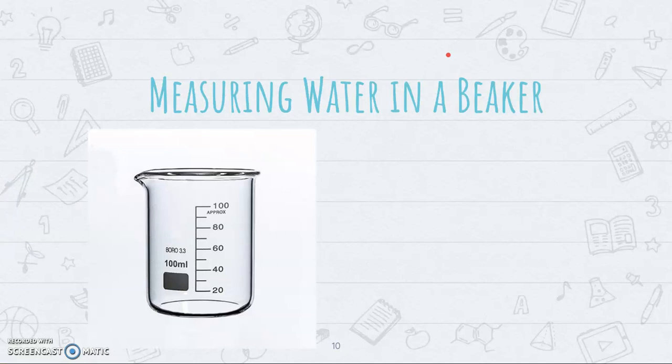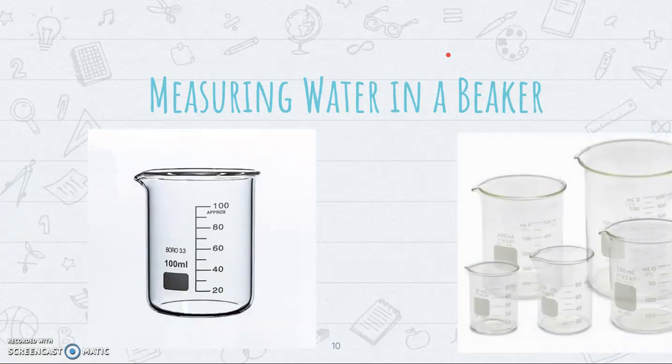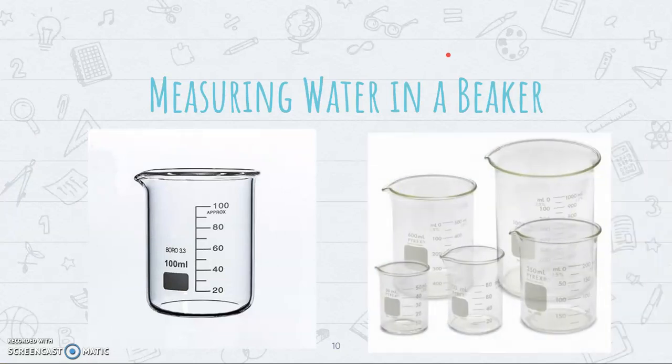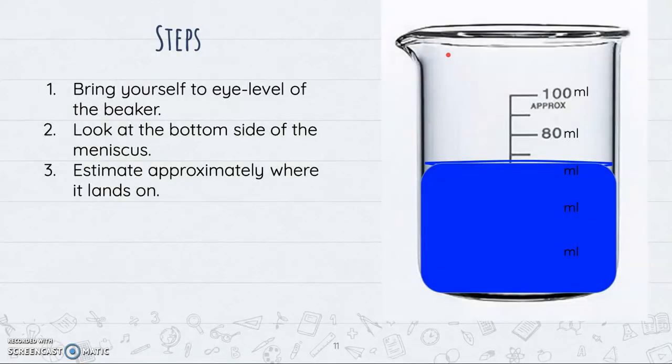So this is a beaker. Beakers can come in all shapes and sizes, but all of them do the same thing, measuring liquids. Most beakers will be read in milliliters for accuracy. Okay, so let's look at the steps to measuring water.